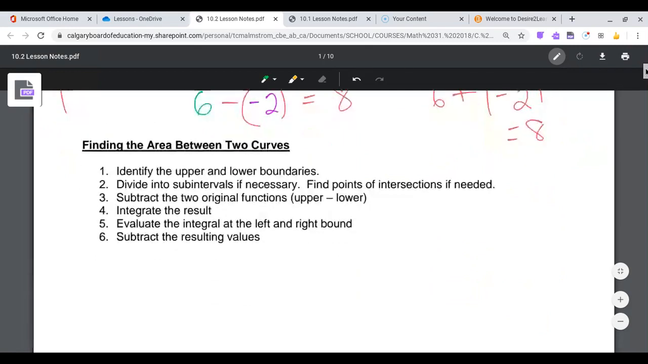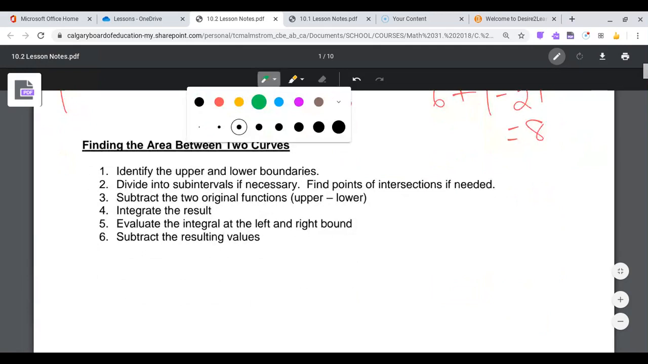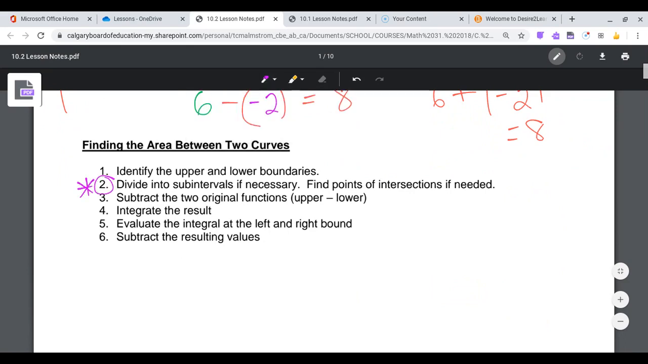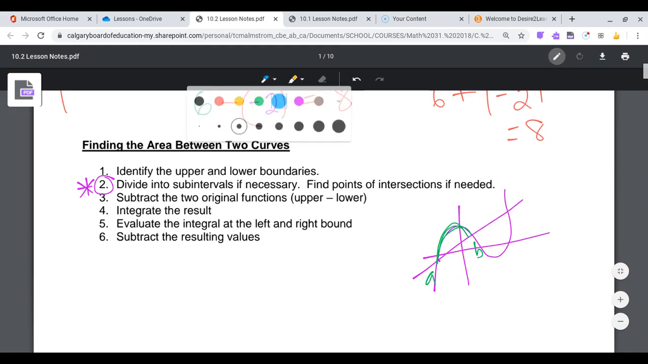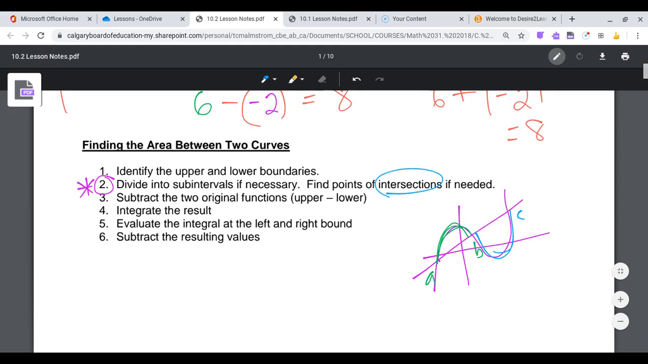Okay? All right, so to find our area between two curves, we need to do a checklist of things. We need to identify our upper and lower boundaries, who is above, who is below. We need to divide into subintervals if necessary. So what happens if they cross over at some point? Okay, so we're upper for this interval, let's say from A to B, and then all of a sudden we go lower from B to C. Okay, so then you're going to need to find intersection points and do it in chunks.